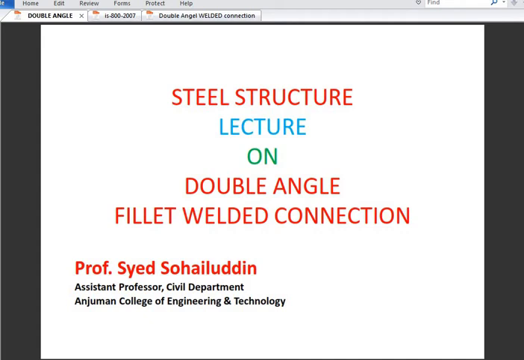I have actually solved the problem related with the welded connections. I have solved the actual numerical on paper, so that the concept is clear. So how to find out the loads, or how to transfer the loads, or what is the factored load, how this factored load is to be transferred on the ends of the angle sections. All those concepts have been cleared in the previous numerical which I have solved.